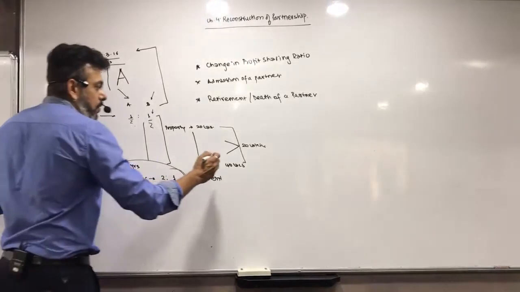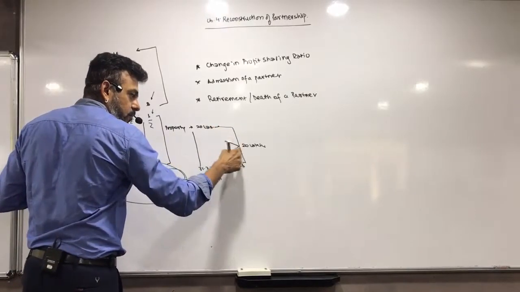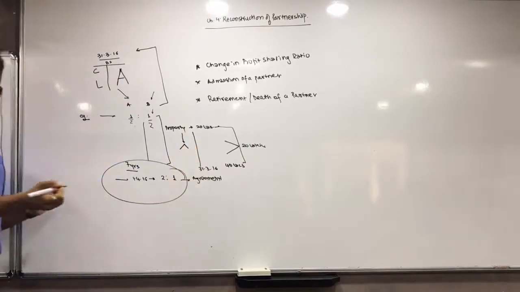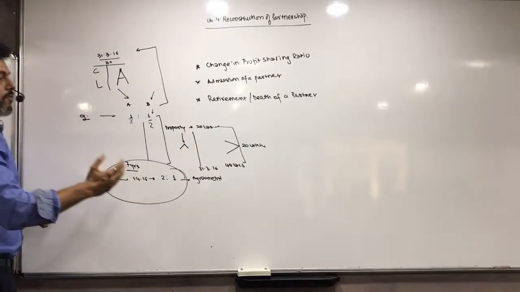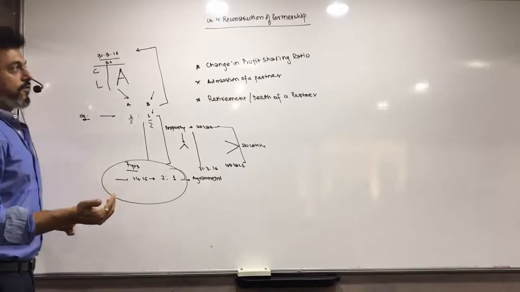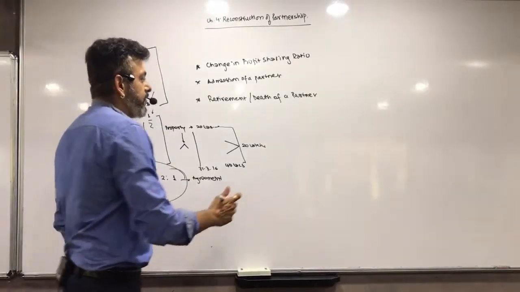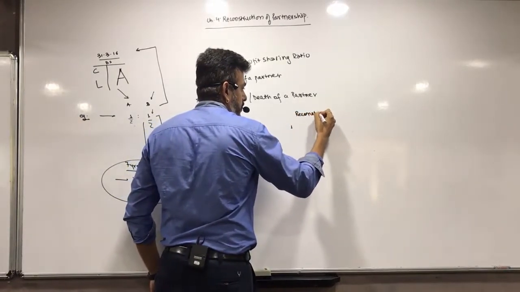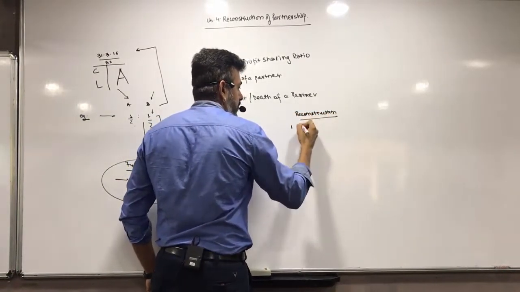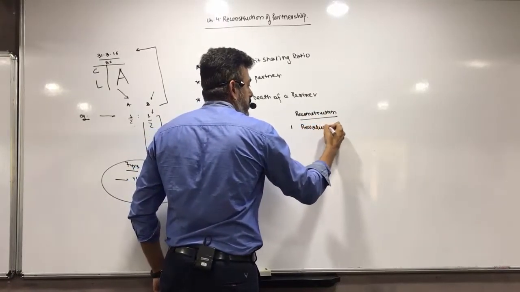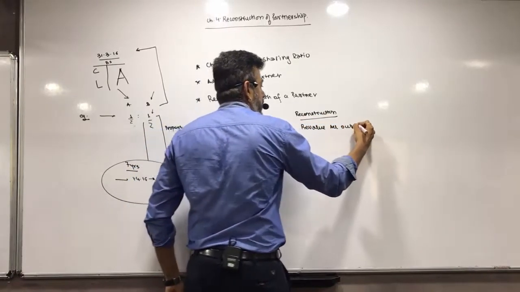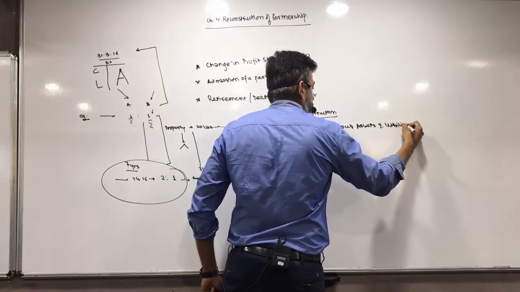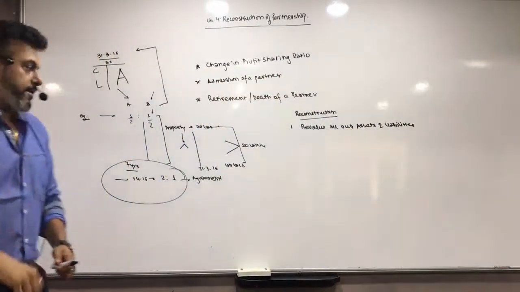So, in case of increase, old ratio. In case of decrease, again old ratio. Understood this? So what we do is, at the time of reconstruction of partnership, the first step is to revalue all our assets and liabilities. Because practically, try to understand.